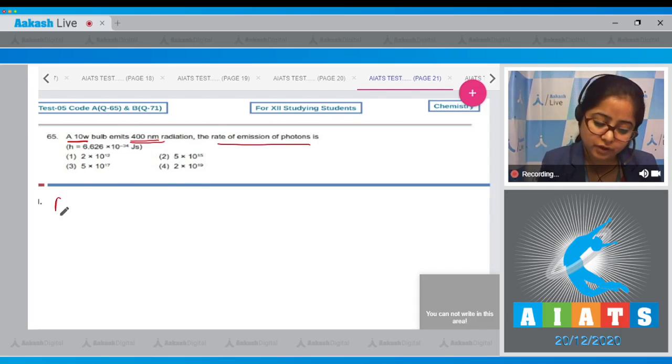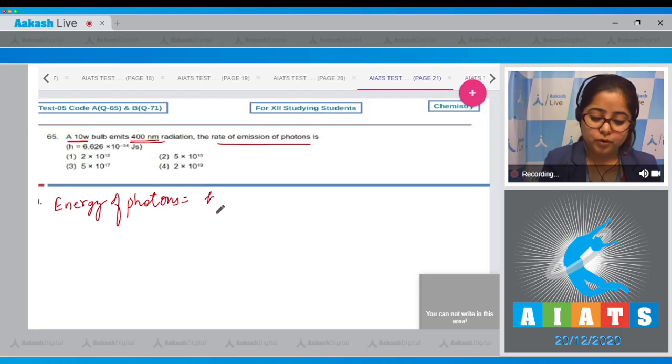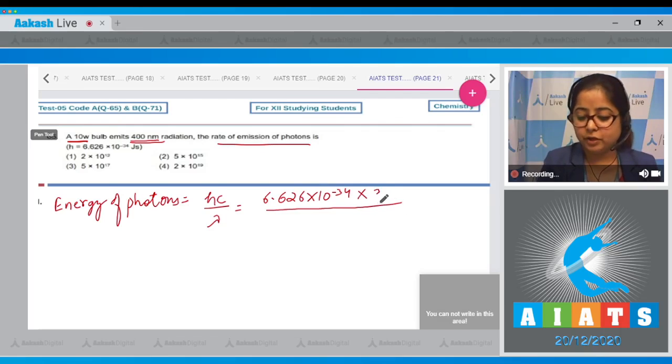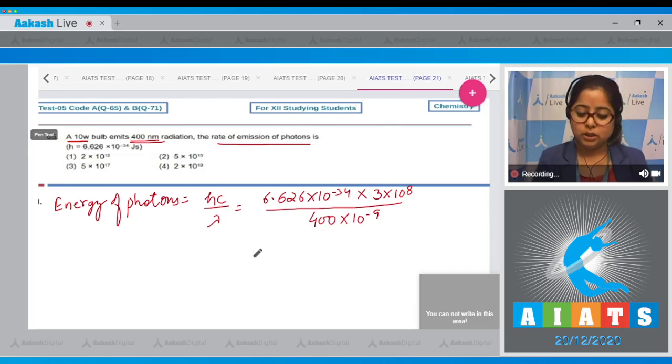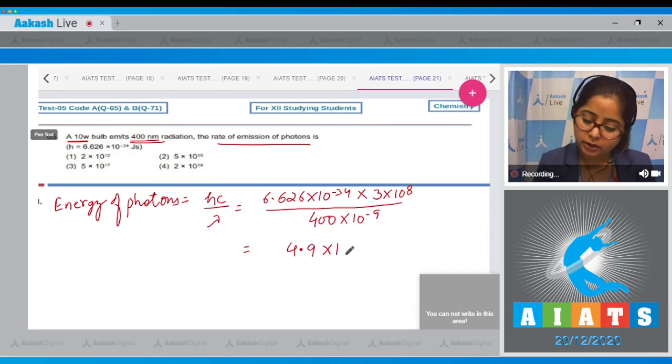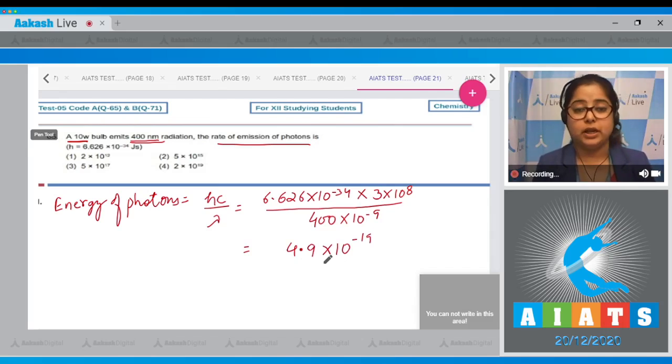So student, first of all, we will be calculating energy of photons, and the formula to calculate energy is hc by lambda, and the value of h is 6.626 into 10 raised to the power minus 34, and then multiplied with the value of speed of light, which is 3 into 10 to the power 8, divided by wavelength, which is 400 nanometer, that is 400 into 10 raised to the power minus 9 meter, which is equal to 4.9 into 10 raised to the power minus 19.